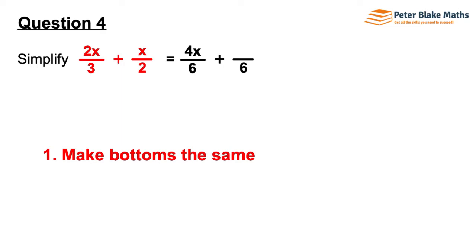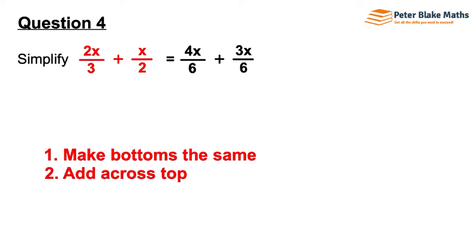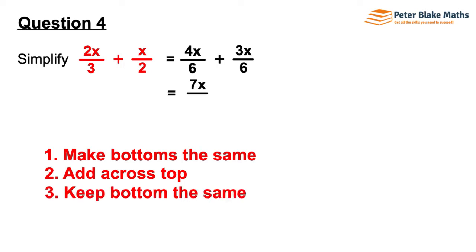Now let's have a look at the second fraction. It's turned into something over 6. We would have had to multiply the bottom by what? We'd have to multiply the bottom by 3. Let's multiply the top by 3 and we'll get 3x there. So I'm sure you're familiar with that process. And once we've got fractions that have the same bottom, the same denominators, we can add across the top. 4x plus 3x makes 7x. And in this case, we keep the bottoms the same. So we get a final answer of 7x over 6.